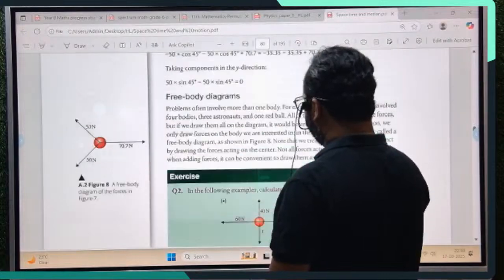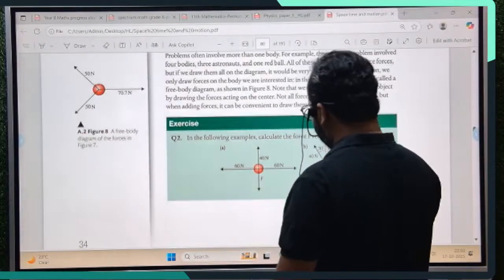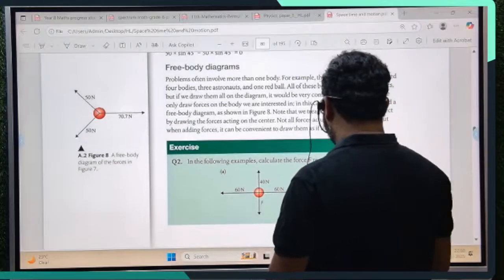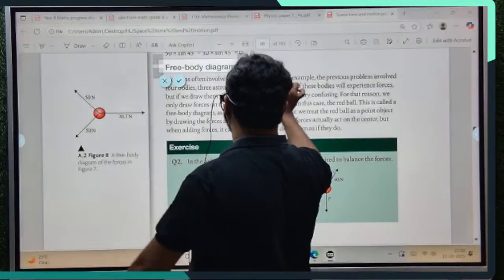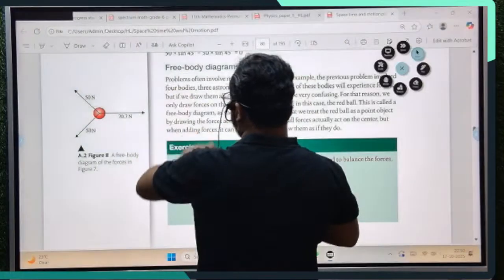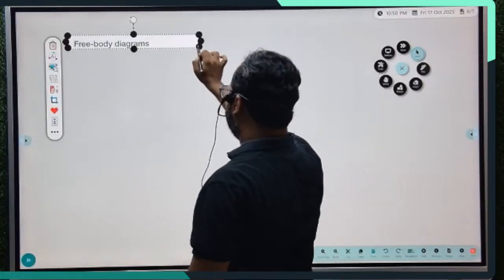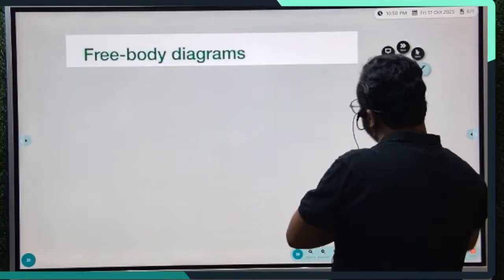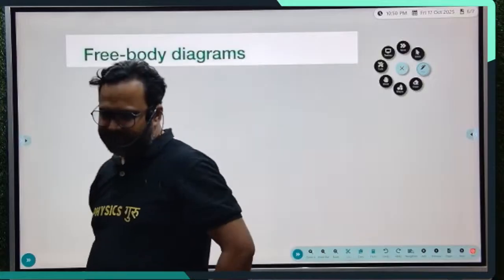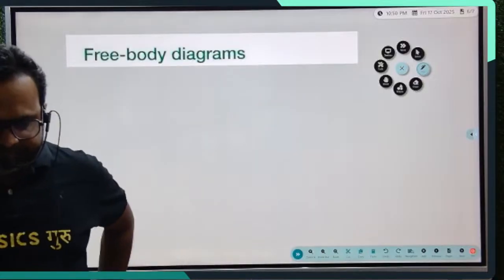Now you can easily find the force. Now the next article is called free body diagram, FBD. Free body diagram, or free block diagram, FBD. So what do we mean by free body diagram?